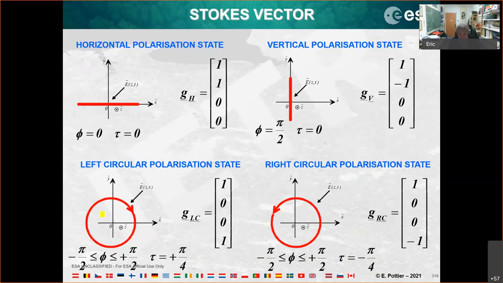On the bottom, you have the left circular. So the Jones vector is 1 over square root of 2, 1, j. So the Stokes vector will be 1, 0, 0, 1. And the same for the right circular polarization. So you can see that I have no more complex information. I have only real information.